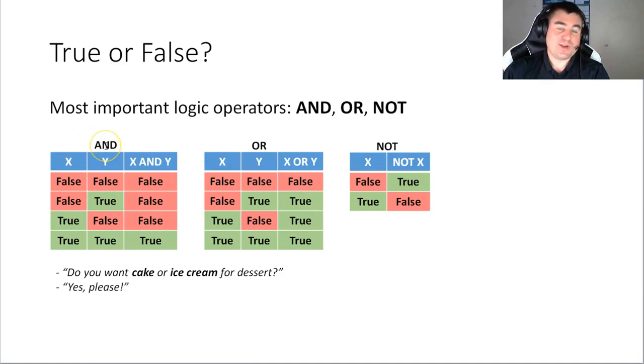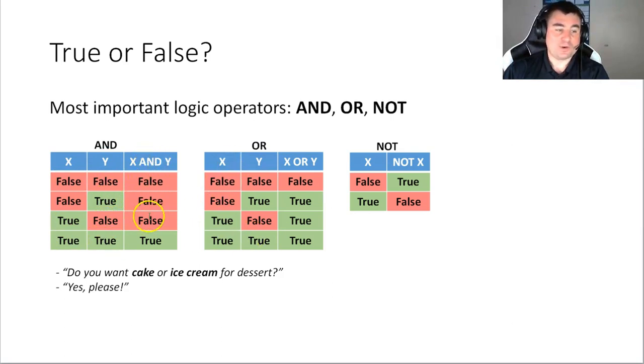So the AND operator has this property. So we have here X variable, Y variable, and here is the result of X and Y. Similarly, X or Y, and the NOT operator takes only one variable, X. So we have X and not X. So X and Y here, they have the same inputs. X goes false, false, true, true. Y false, true, same here.